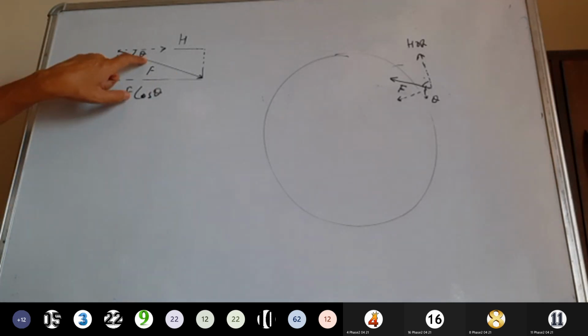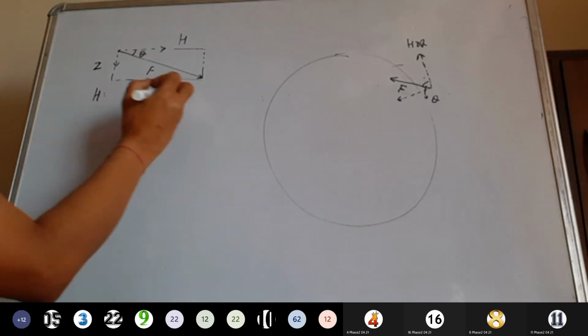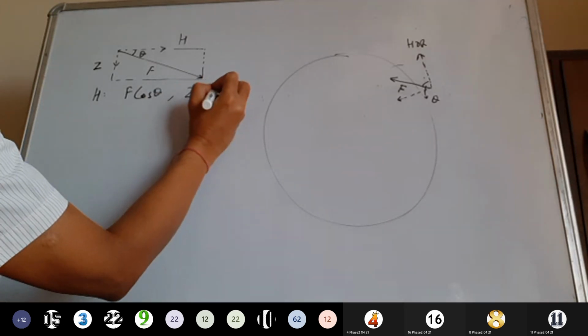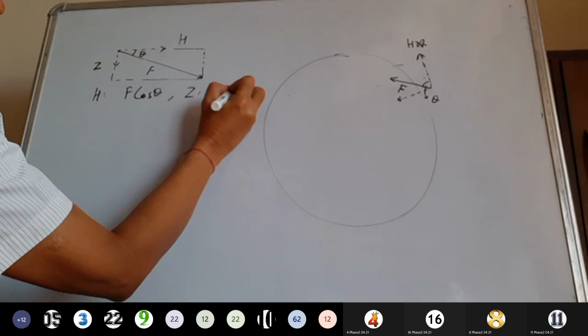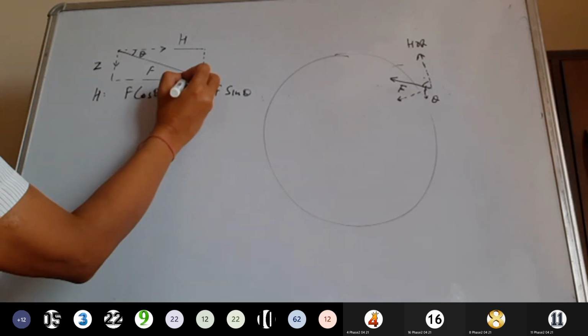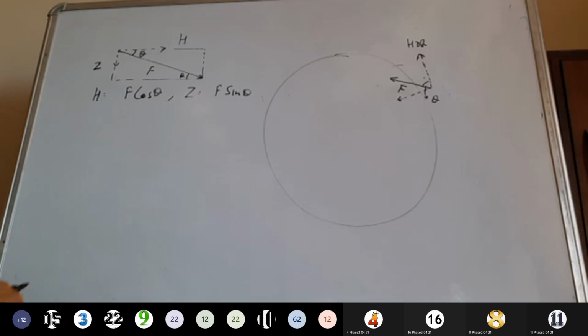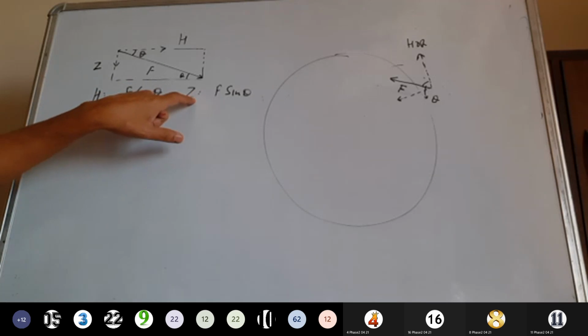Cos theta will be equal to H upon F, so H will be equal to F cos theta. And what will be Z? Z will be equal to F sin theta. This angle is theta, and this angle will also be theta. So sin theta will be equal to Z upon F, so Z will be equal to F sin theta. These are the two components.